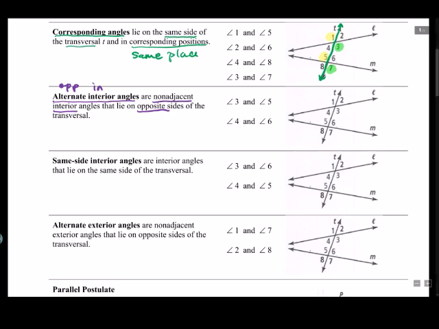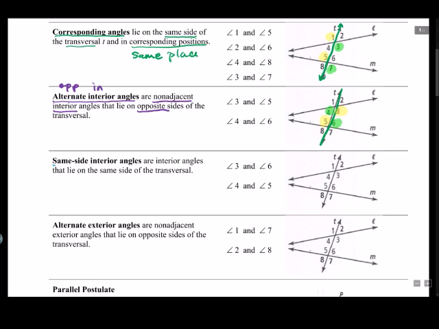So if we look at our diagram and we mark our transversal there, alternate interior angles, we're going to have angle 3 is inside, and on the opposite side of the transversal, not adjacent, is angle 5, alternate interior. And angle 4 and angle 6 are also alternate interior on opposite sides and on the inside. So they're kind of diagonal.